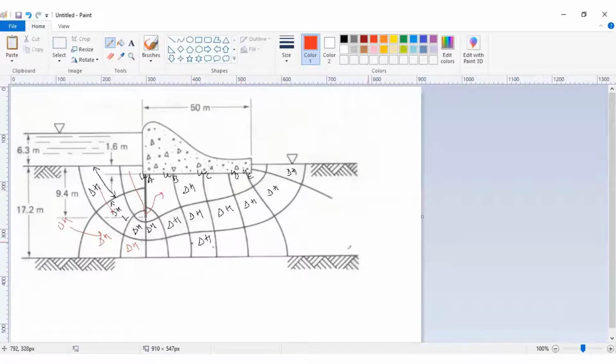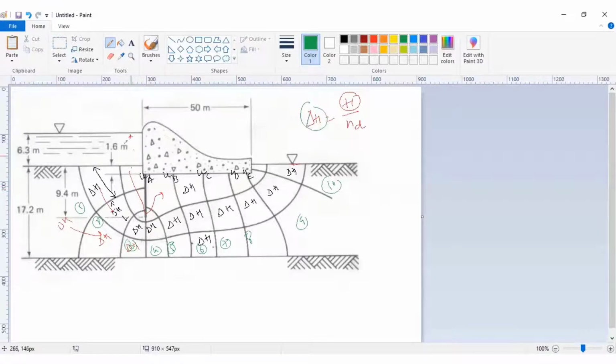So how am I going to get the value of delta H? Delta H is nothing but the total head divided by the number of drops. The total head I know: it is the difference between the upstream and the downstream water level. And the number of drops you can just count from this diagram: 1, 2, 3, 4, 5, 6, 7, 8, 9, and 10. Then you can get the value of delta H, which represents the head loss between two consecutive equipotential lines.